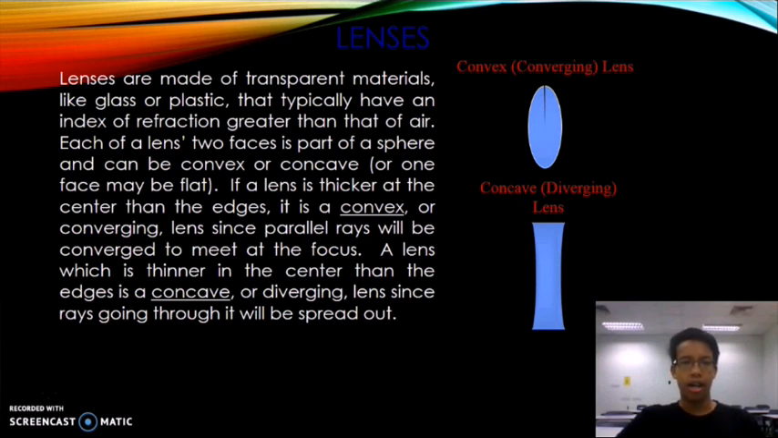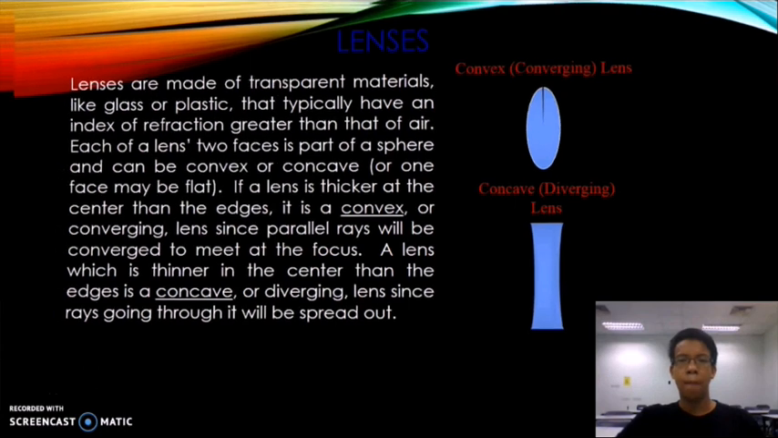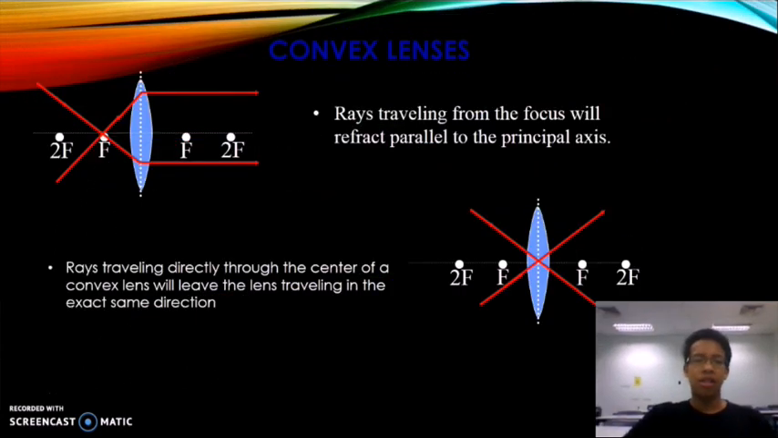A lens that is thicker at the center than the edge is convex, or converging. And a lens which is thinner in the center than the edge is concave, or diverging. This is a convex lens. Its feature is that rays traveling from the focus will be refracted parallel to the principal axis. And rays traveling directly through the center of a convex lens will leave the lens traveling in the exact same direction.